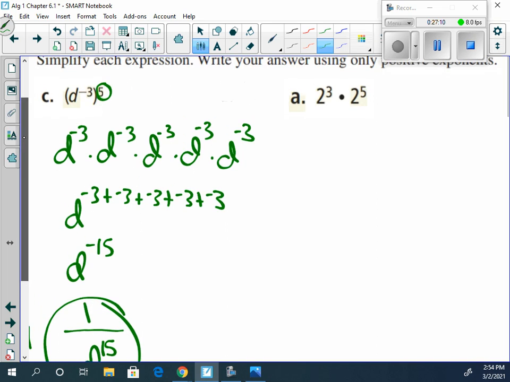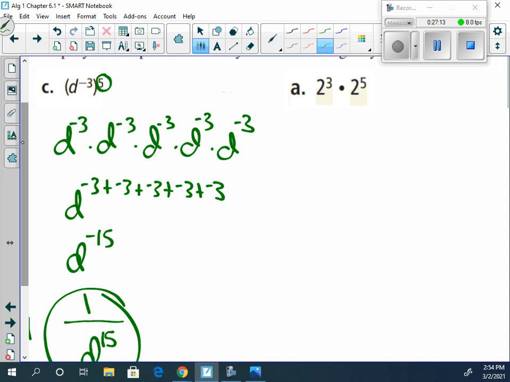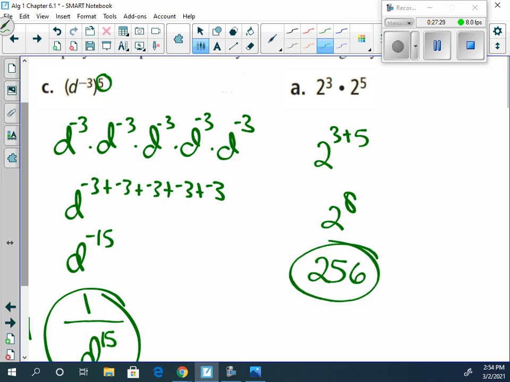All right. 2 to the third times 2 to the fifth. What would we do? Well, 2 to the 3 plus 5, which would be 2 to the 8th, which would be 256. Could we plug 2 to the third times 2 to the fifth into the calculator? What would it give us? That's the same thing.